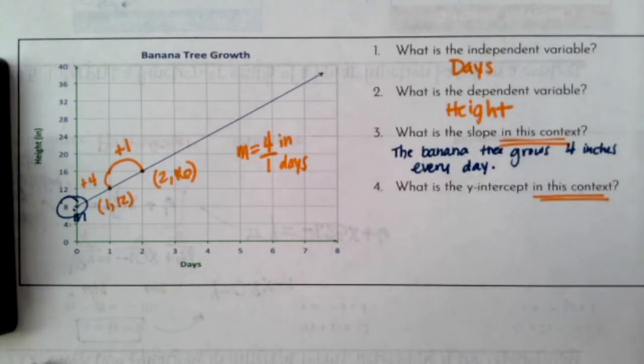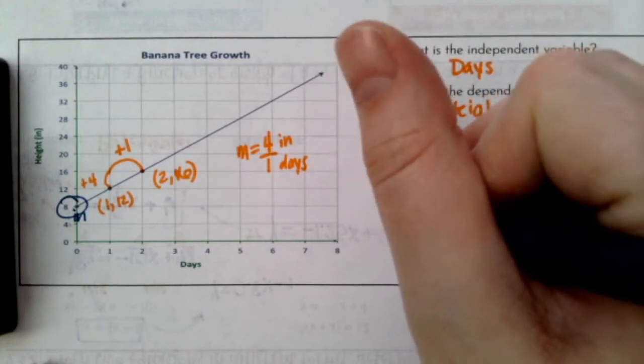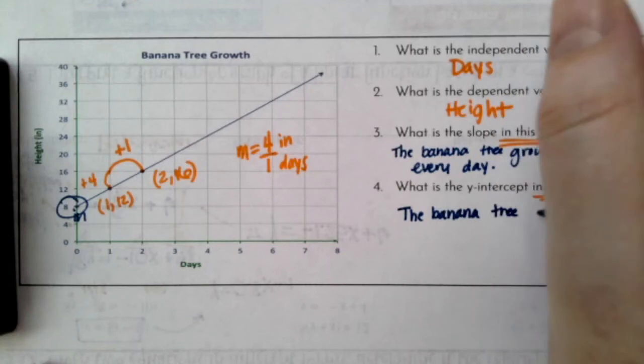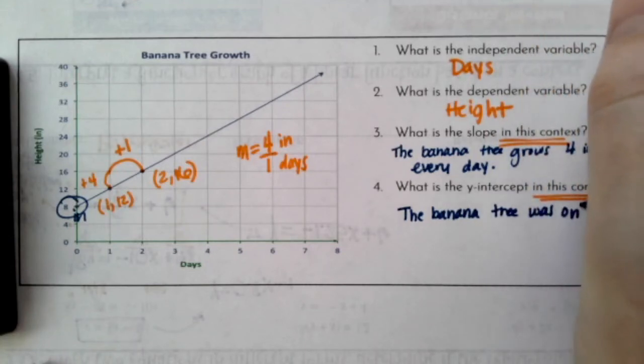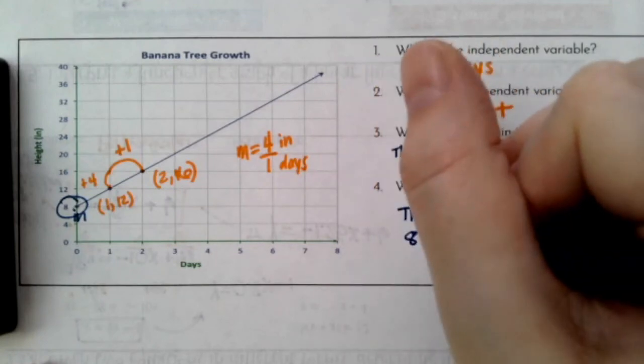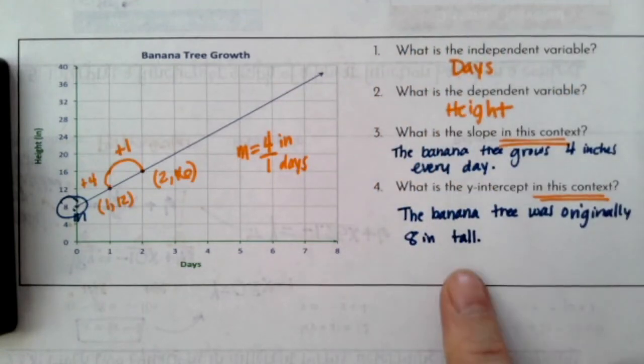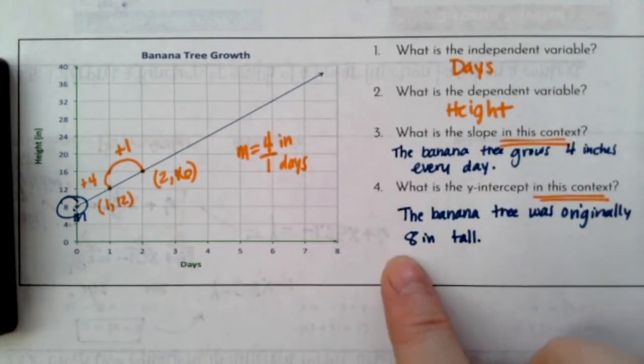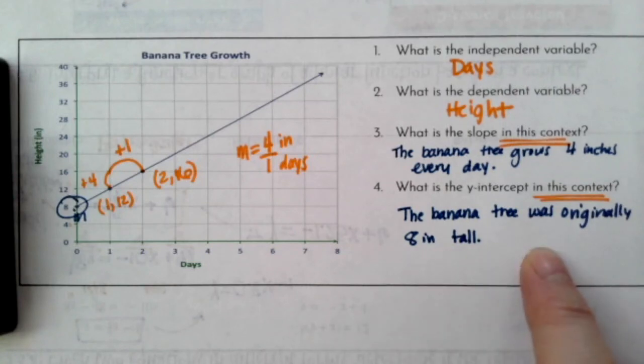So we can say the banana tree was originally 8 inches tall. So maybe when we got the banana tree, it was 8 inches tall, and now we're tracking its progress. You could also say the banana tree was 8 inches tall at the start or at the beginning. Anything that has where it originates. That's what you need to interpret for the y-intercept.